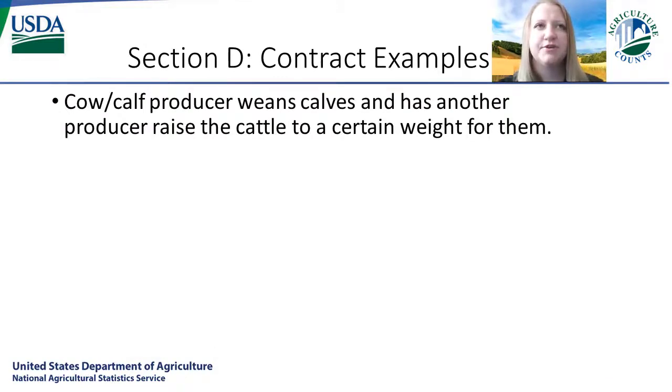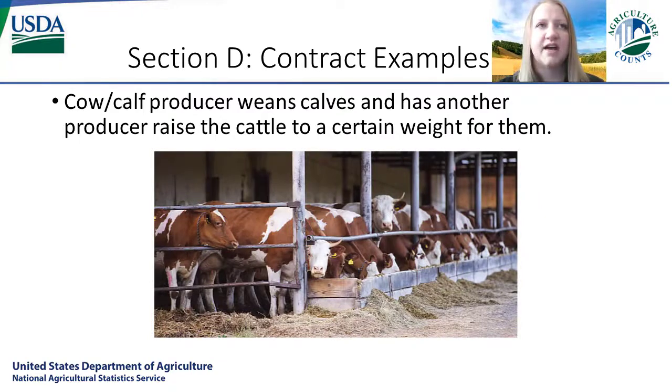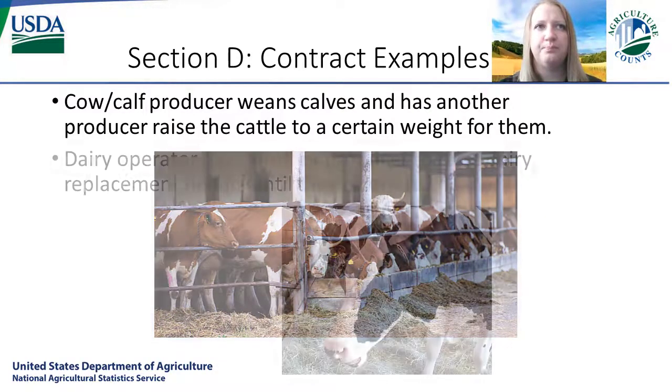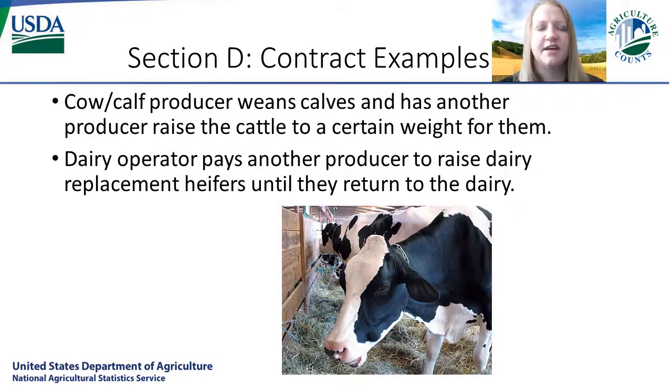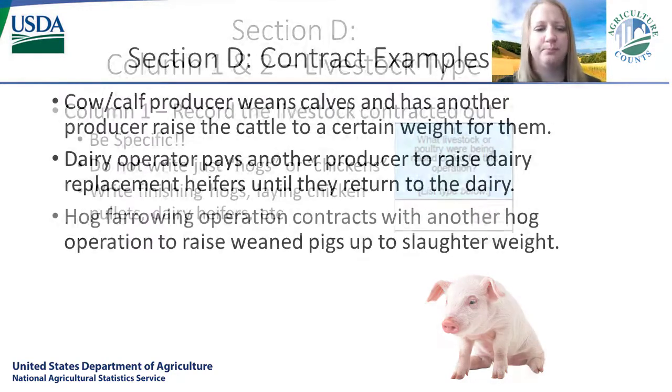Here are 3 examples of contracts. A cow-calf producer weans calves and has another producer raise the cattle to a certain weight for them. A dairy operator pays another producer to raise dairy replacement heifers until they return to the dairy for milking. A hog farrowing operation contracts out with another hog operation to raise their weaned pigs up to slaughter weight.